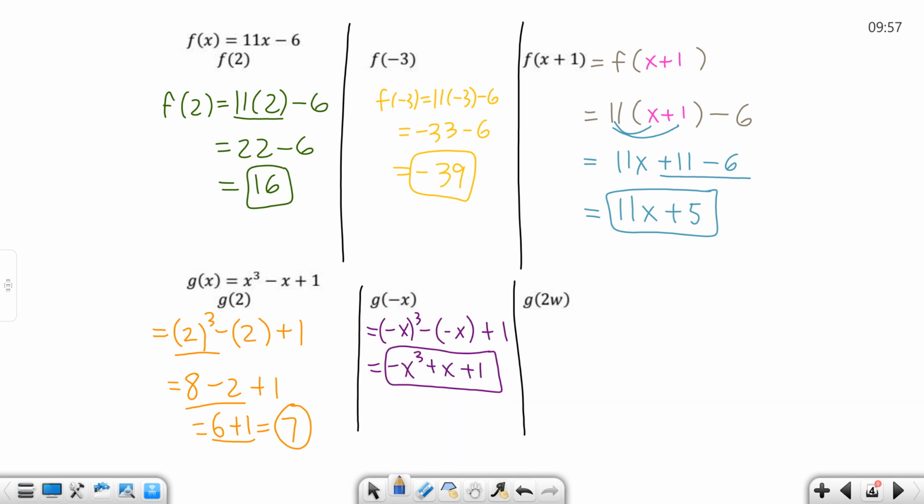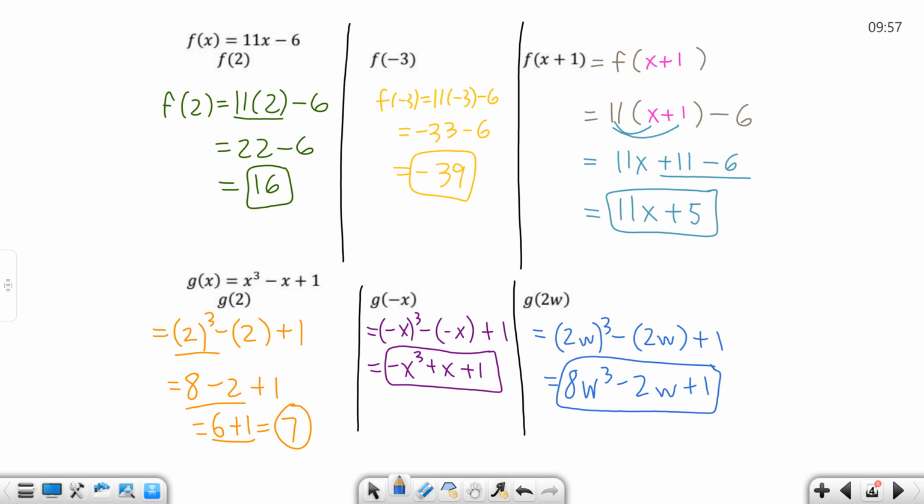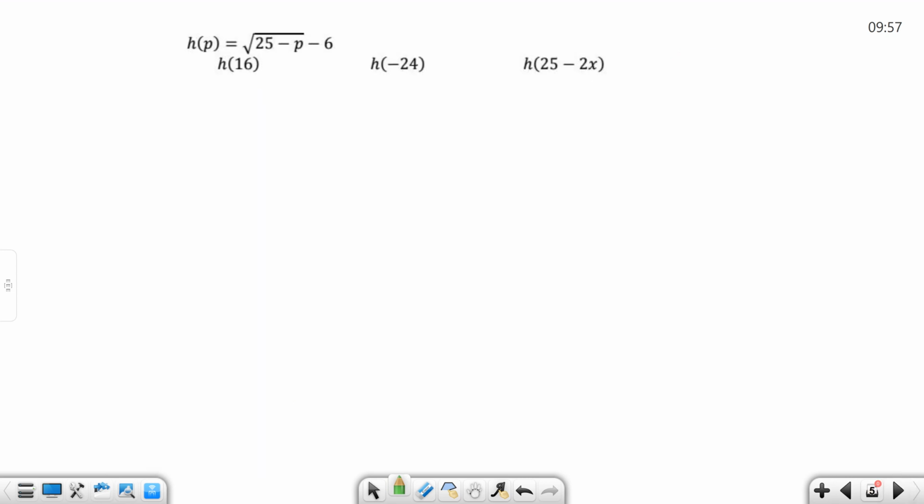And then g of 2w is going to be, again, something cubed minus something plus 1. And that something this time is 2w. Now you're cubing the 2 and the w, so you better get 8w cubed, and then minus 2w plus 1. You cannot combine any of those, so you are finished with that one. So I've given you some expressions to plug in: negative x, 2w, x plus 1, different variable, same variable, numbers, whatever. Let's just keep looking at some of these and see what we're going to do.